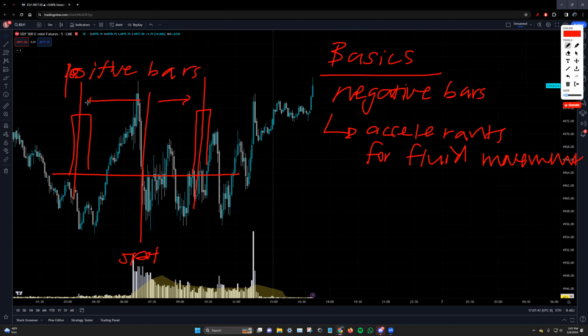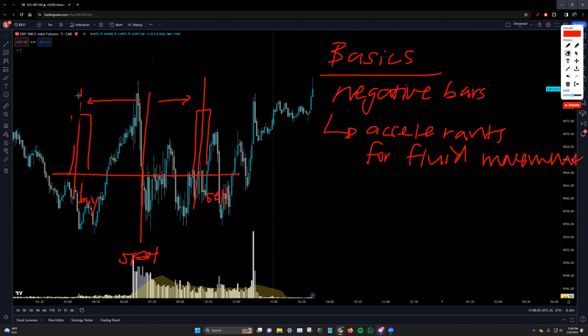Meaning if we're falling down, dealers are going to buy. So as you get to a positive bar below spot, this is a buy for the dealers, right? And as you get up to the upper positive bar, that is a sell for dealers. So now that that's done, we can get into the negative ones. Hopefully that all makes sense.